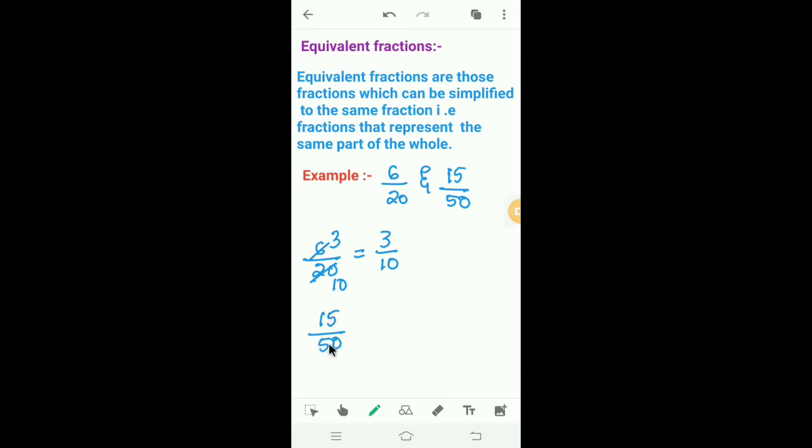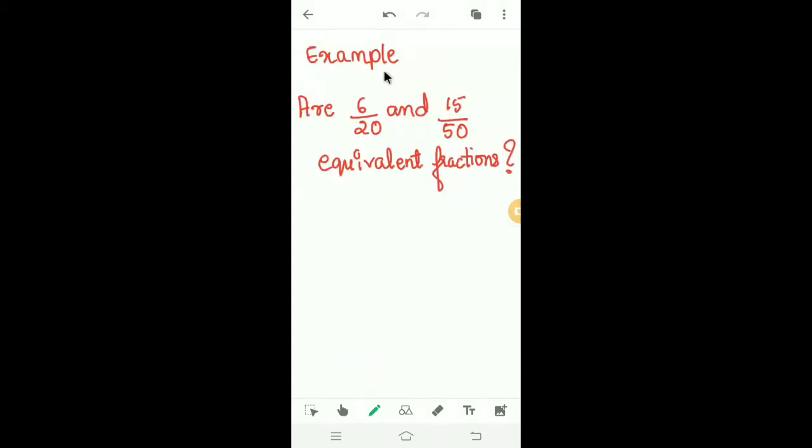Next, 15 by 50. 15 and 50 are divisible by 5. So 5 threes are 15, 5 tens are 50. 3 by 10. Since both of these fractions can be simplified to 3 by 10, they are equivalent fractions.